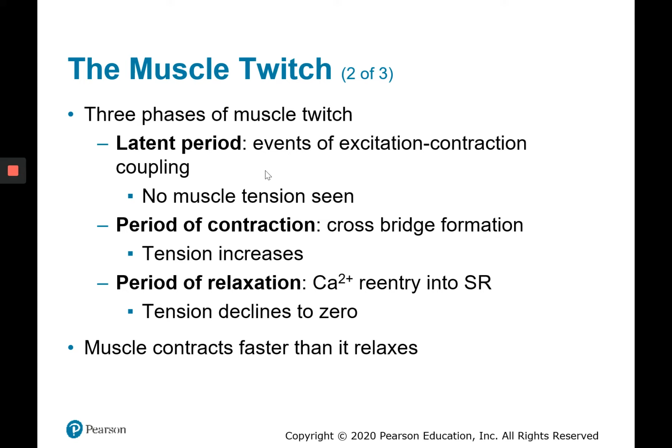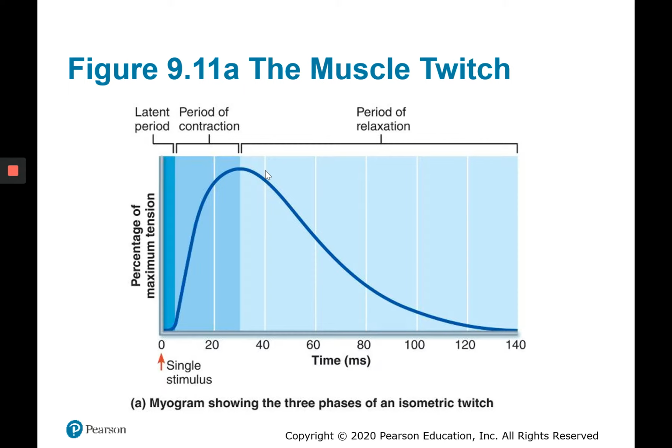We'll also see that muscle contracts a lot faster than it relaxes. It takes only about 30 seconds for us to reach the peak tension of this muscle twitch. But it takes 110 seconds for the relaxation of this muscle twitch.